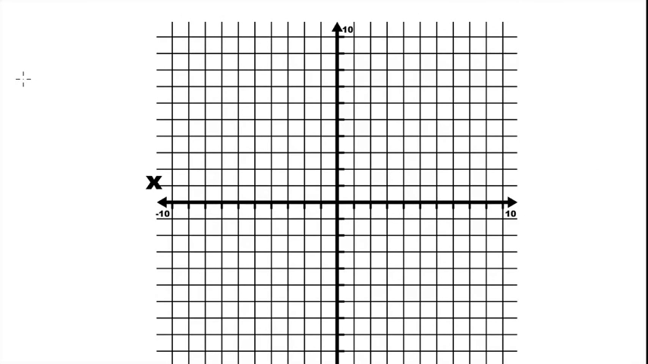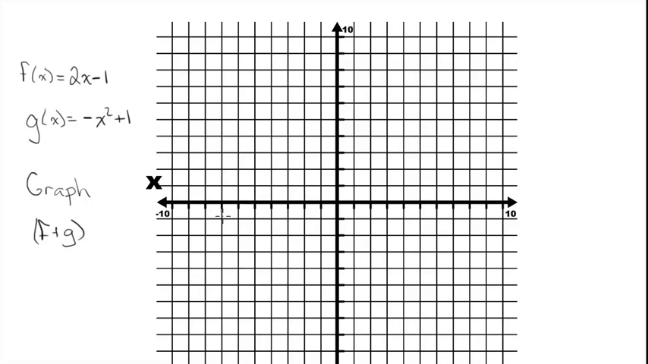Let's say we have two functions. f of x will be 2x minus 1, a nice linear function. And g of x will be a quadratic function, negative x squared plus 1. Okay, and we're going to want to graph, first one, f plus g of x. So we want to graph the function f plus g.